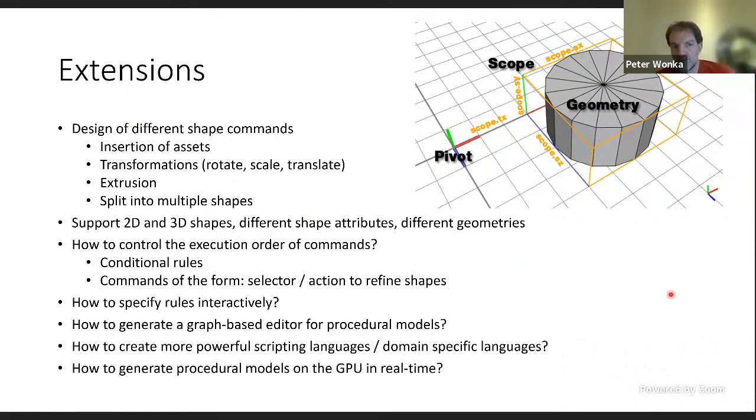So there are commands for insertion of assets, rotation, scale, translation, extrusion, splitting into multiple shapes. And there's support for 2D and 3D shapes, maybe different shape attributes, different shape geometries. There were extensions proposed for controlling the execution and order of commands, maybe the conditional rules and the commands of the form, maybe a selection and then action. Their questions were how to specify rules interactively, or maybe how to generate a graph-based editor for procedural models. How can we create more powerful scripting languages or domain-specific languages is a related problem that other people looked at in graphics a bit later, or how to generate procedural models on the GPU in real time.